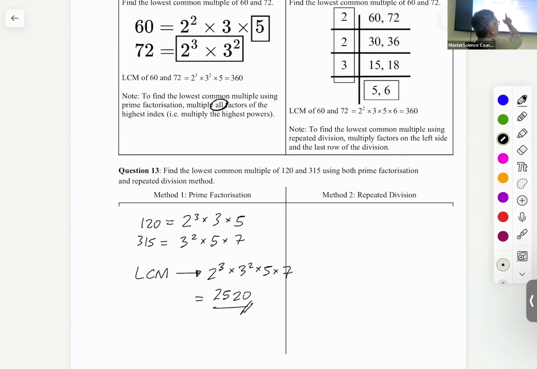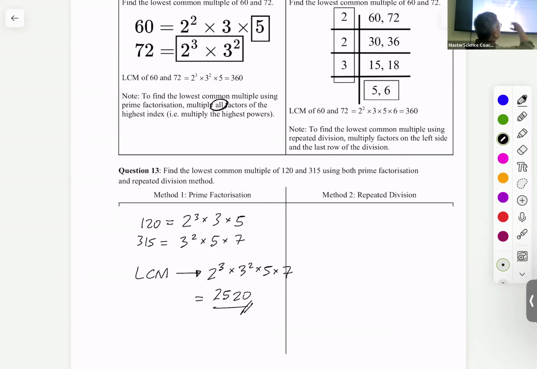So, LCM is like HCF plus additional the ones that are not common. So for HCF, I would have taken 3 and 5, right? But for LCM, I'm taking 3 power 2 because I multiply the highest power times 5. Because 5 and 5, is there a highest power? There's no highest power, so just take 5. Times 7 times 2 power 3.